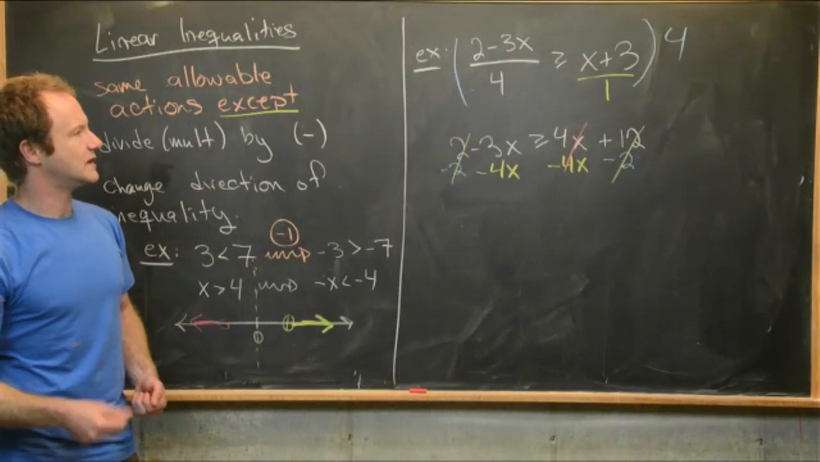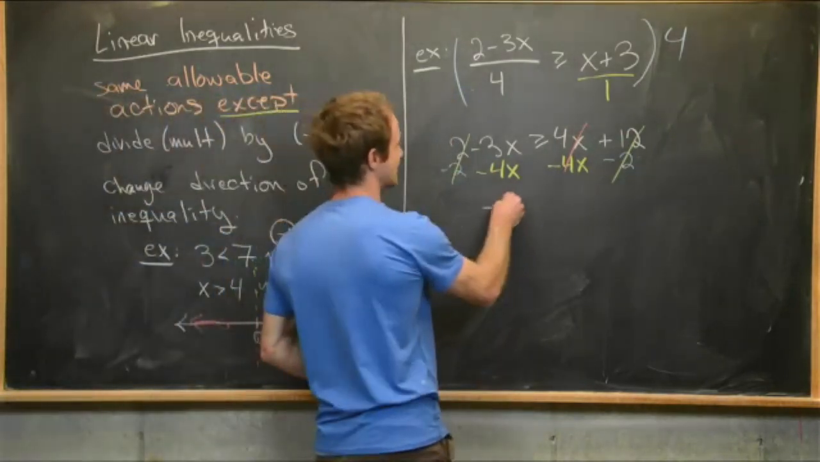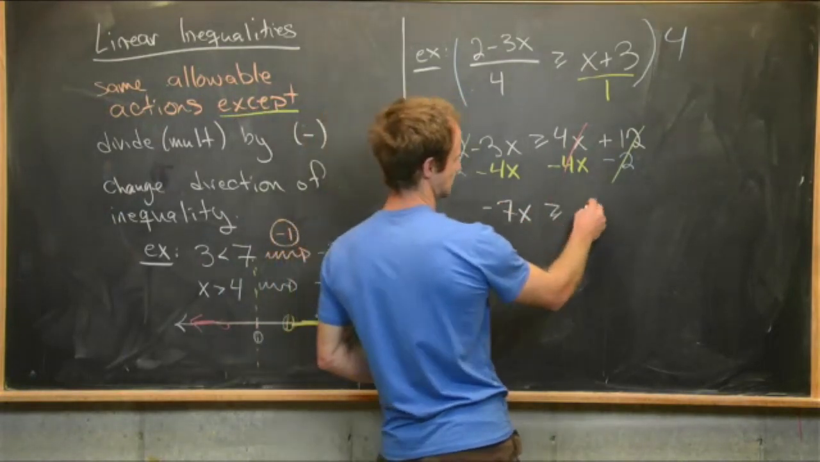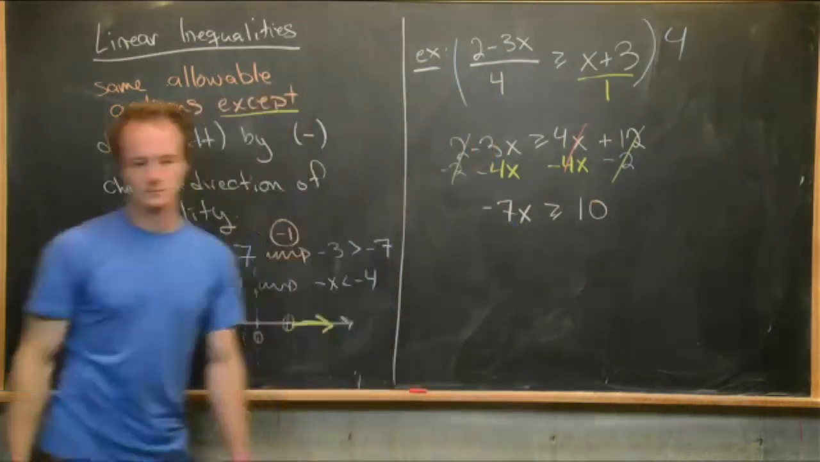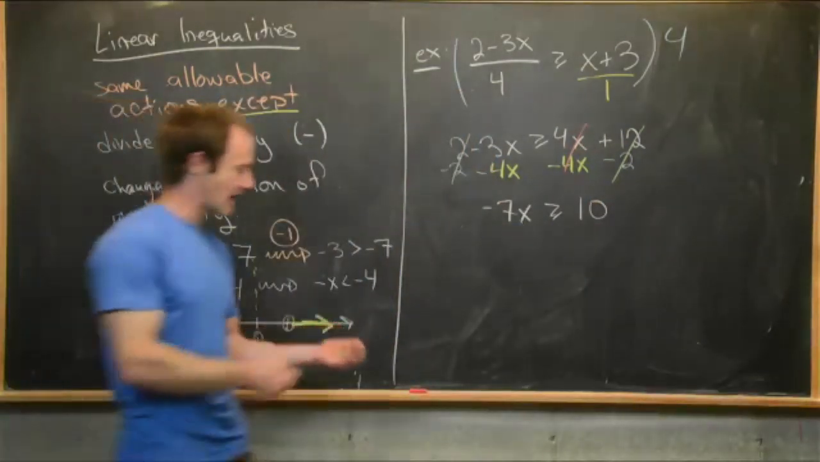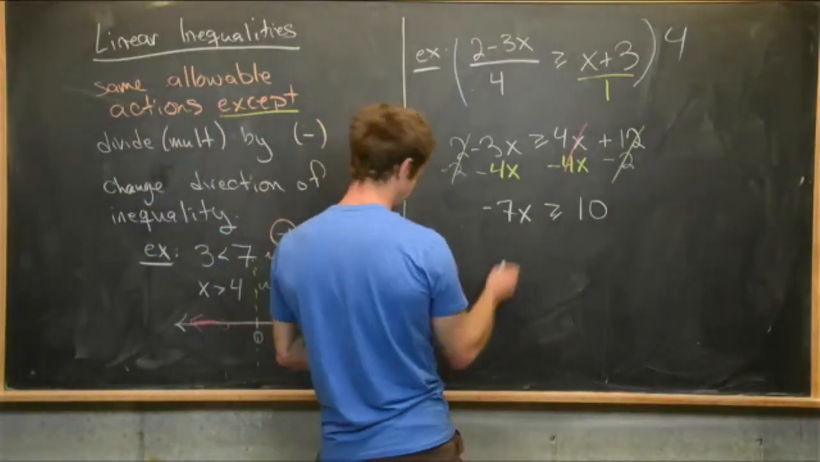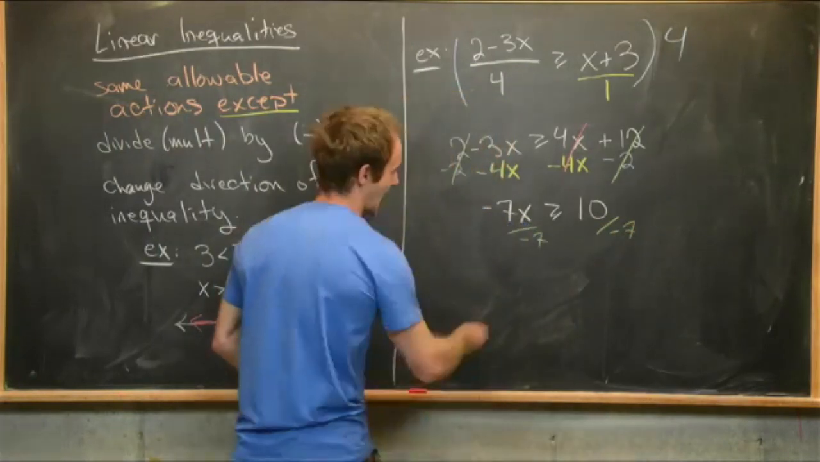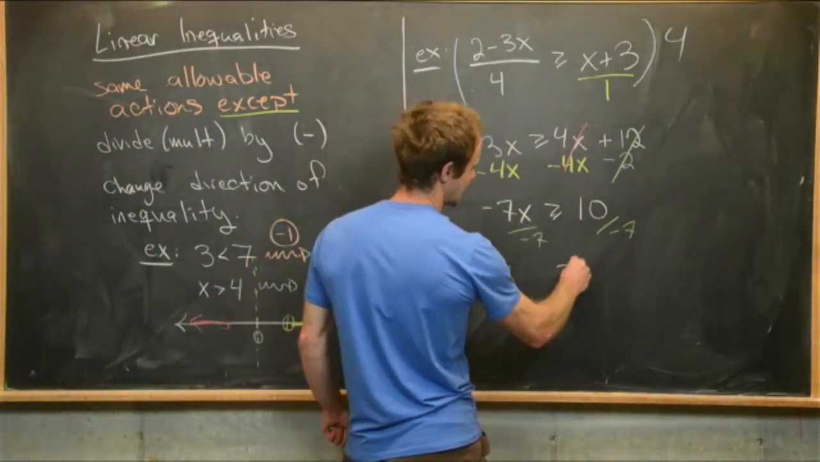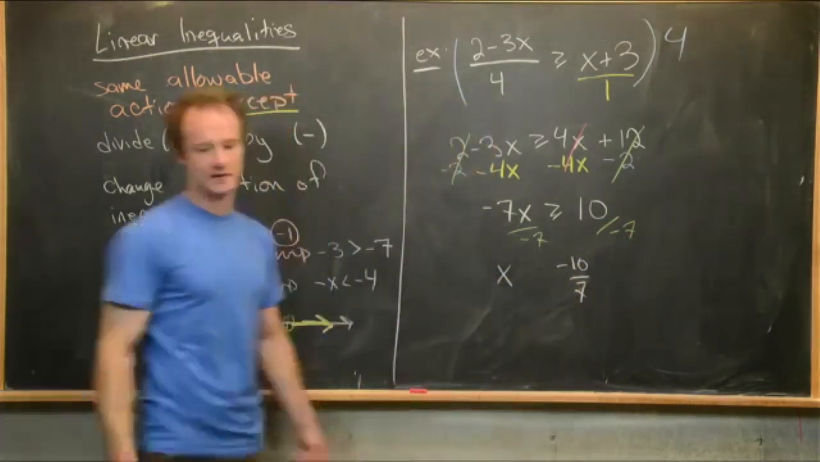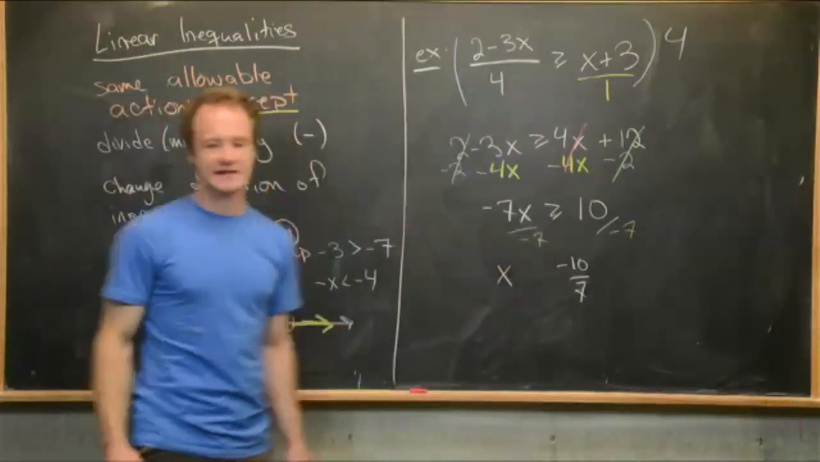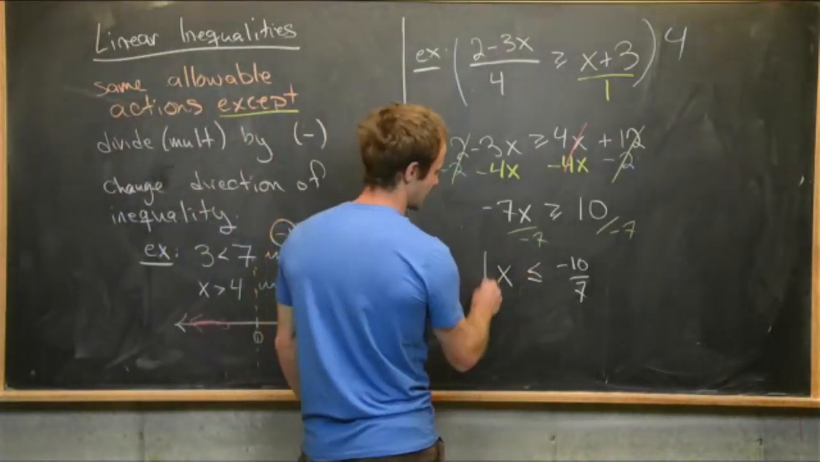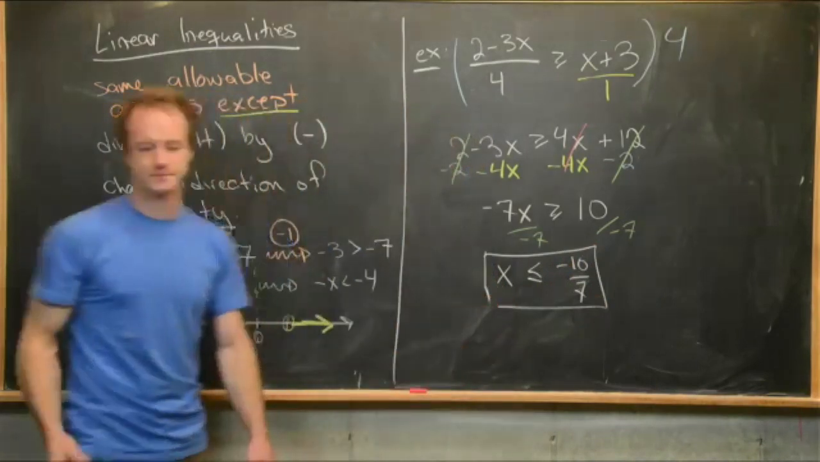And we will be left with -7x is bigger than or equal to 10. Something like that. Now we've got to divide by -7. So if we divide by -7, we get x over on this side, and we get -10 over 7 on that side. But then our inequality had to change because of this rule right here. So now it's going to be x is less than or equal to -10 over 7.